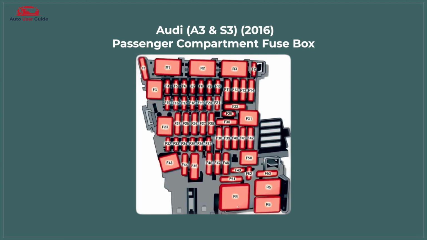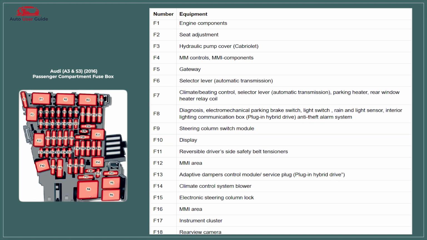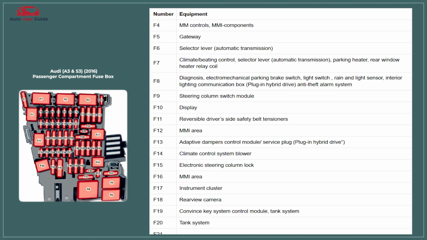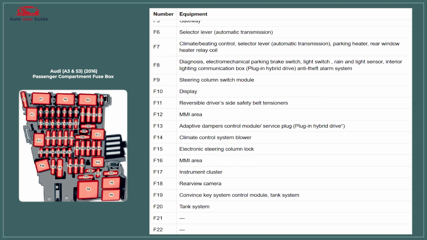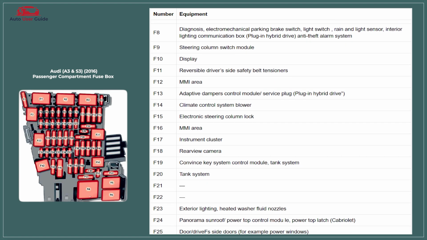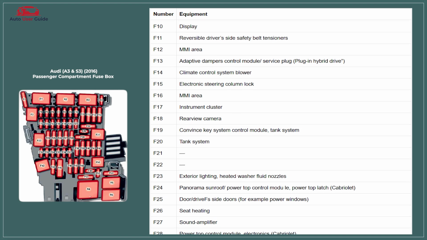The passenger compartment fuse box in the 2016 Audi A3 and S3 is located on the left side of the dashboard behind a trim panel. It protects circuits for the infotainment system, climate control, power windows, seats, and interior lighting. It ensures safe power distribution to key comfort and convenience features inside the cabin.